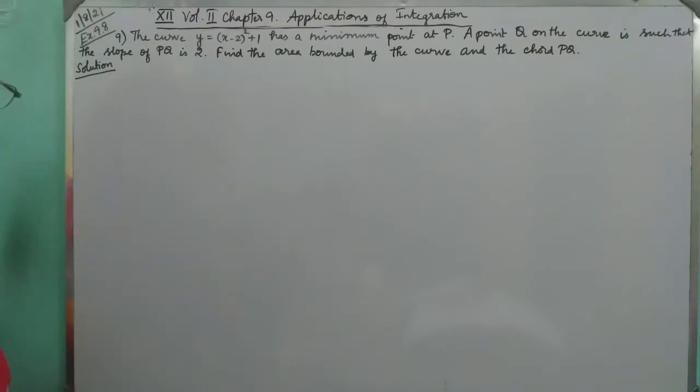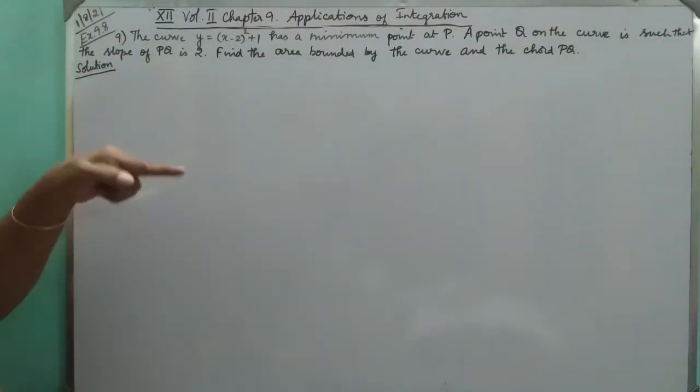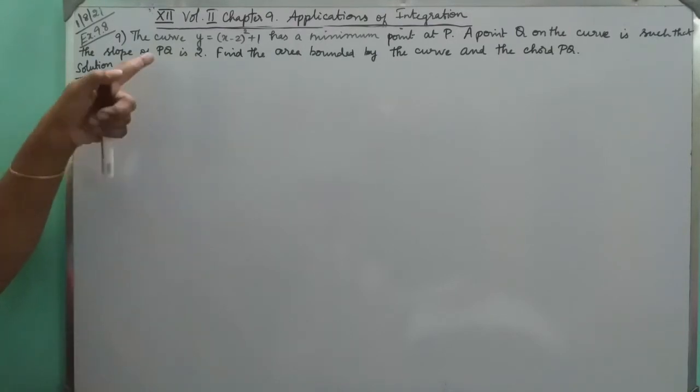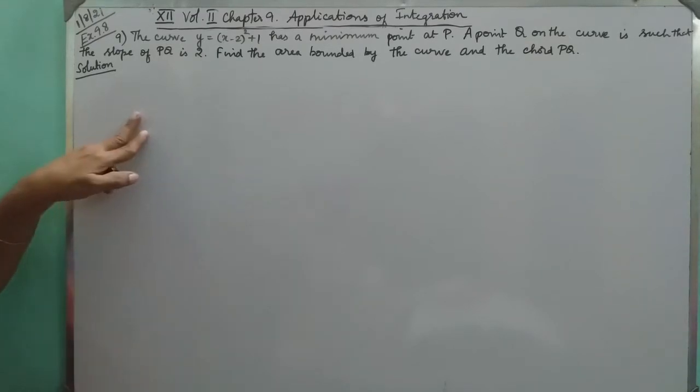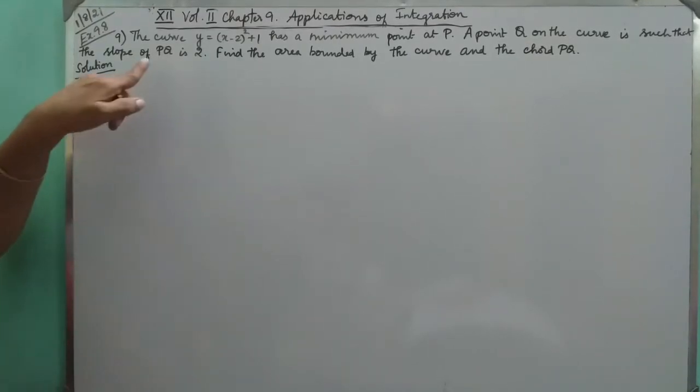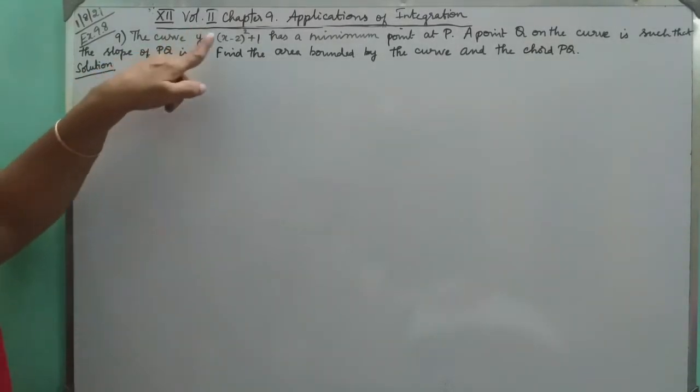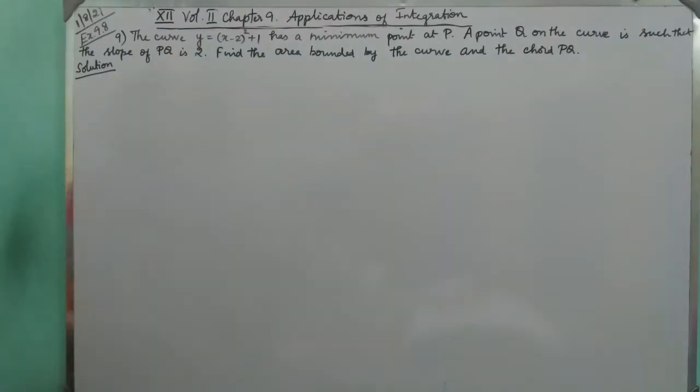So what is the slope of PQ? It is 2, meaning PQ is a line. So we have to find the equation of that PQ. Then find the area bounded by the curve and the chord PQ. After finding the line, we can draw both the curve and this line, so that we can find the area bounded by the curve and the chord PQ.